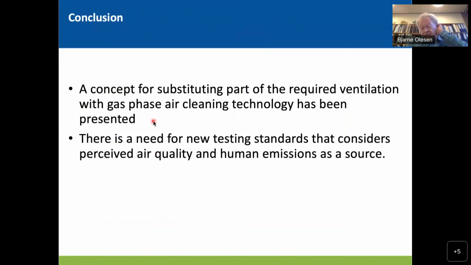So what we have established is a concept for substituting part of the required ventilation with gas phase air cleaning technology, and I have briefly presented it here. But we see there is a need for new testing standards that consider perceived air quality and human emission as the source. And that is what we are going to show you and discuss in the following presentation.